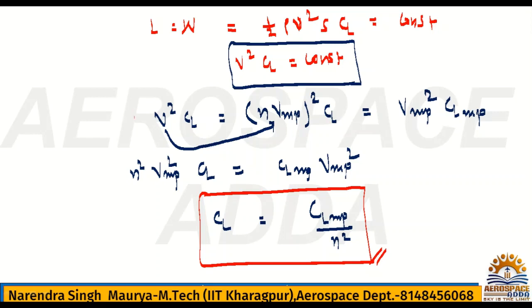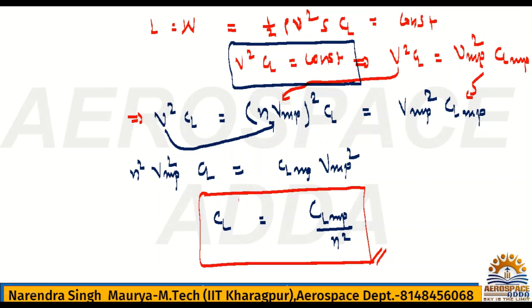And here you should not confuse, because what we have V square CL, so I can extend this part and I can write V square CL is equal to VMP square into CLMP. V square CL is equal to VMP square CLMP, means this product will always be constant. So instead of V you can write n times VMP, CL as usual. Alright, so hope it is very clear to all, there should not be any confusion.